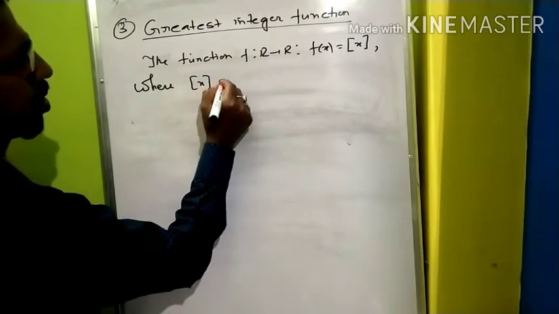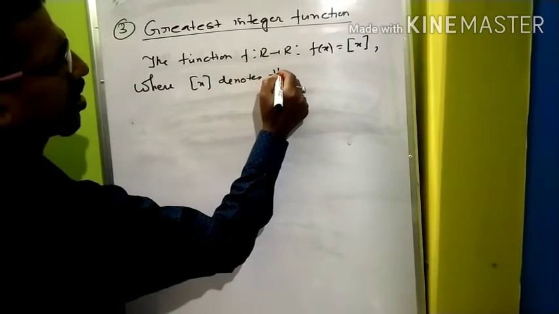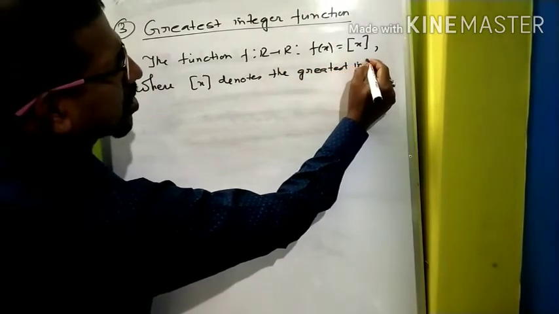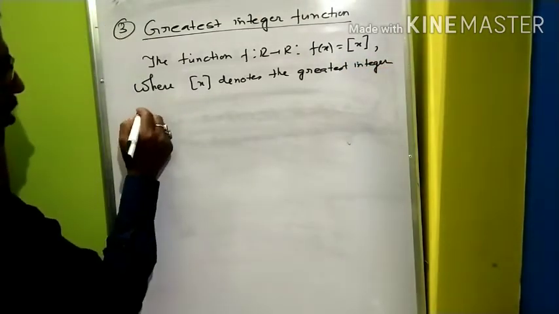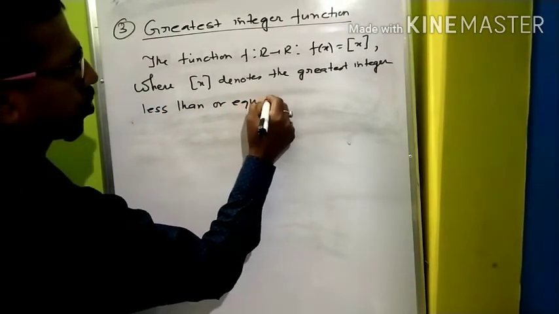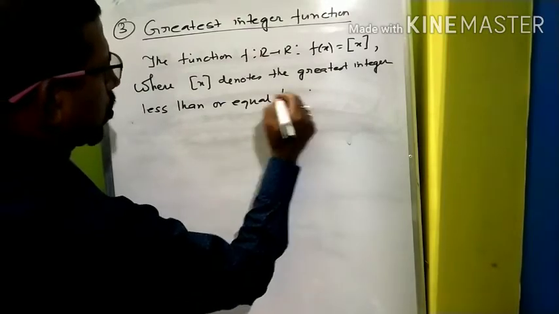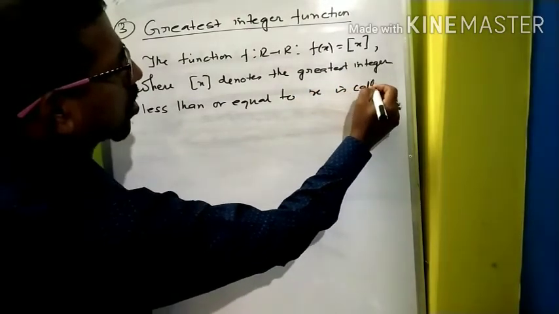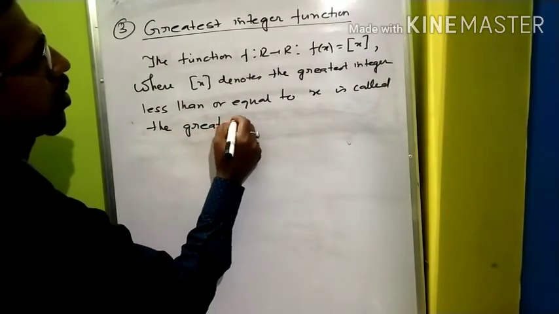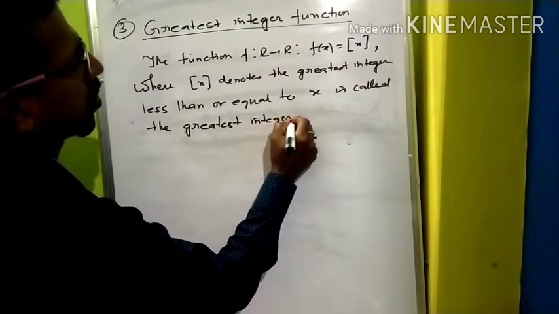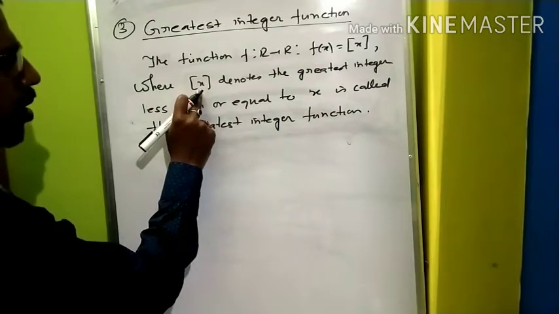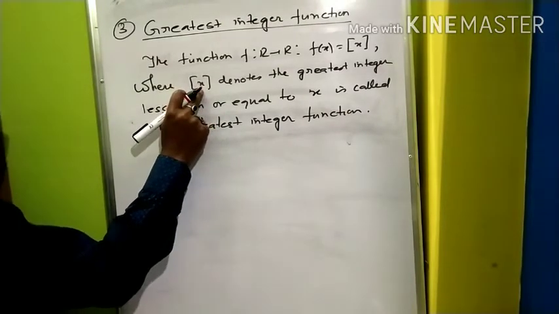this denotes the greatest integer less than or equal to x. It is called the greatest integer function. This denotes the greatest integer smaller than or equal to x.